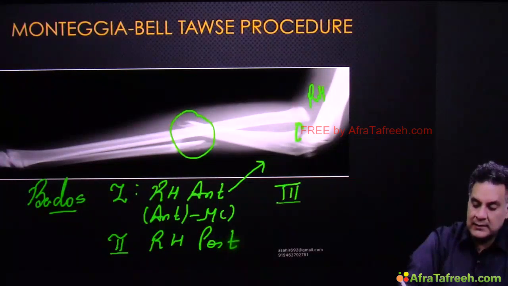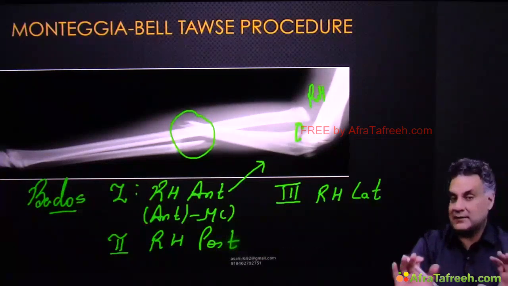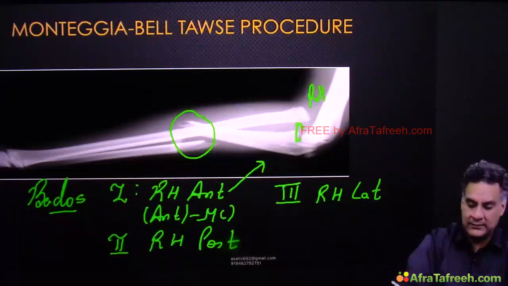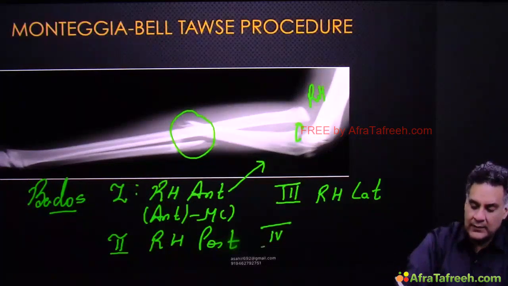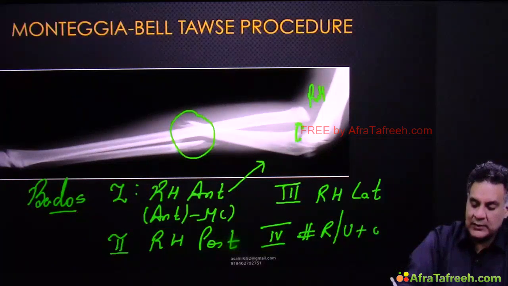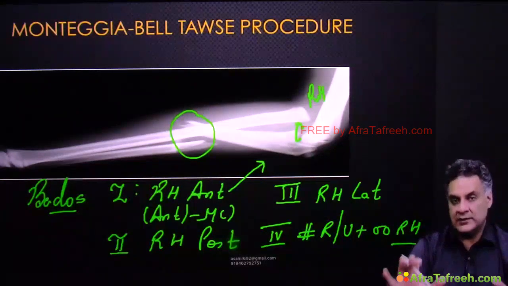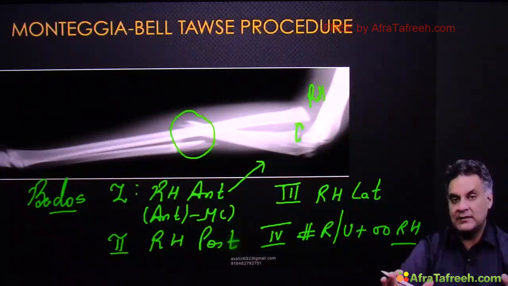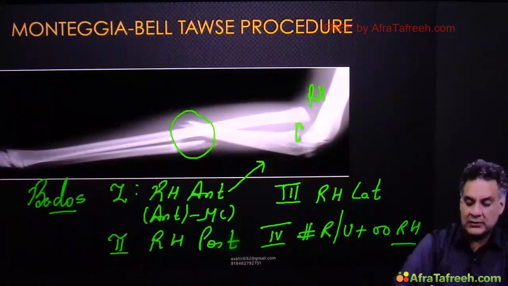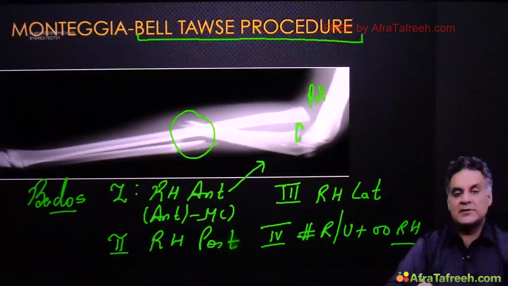Monteggia type 3, the radial head goes laterally. So it's a fracture of the ulna, but classification is according to radial head dislocation. Monteggia type 4 is fracture of both radius and ulna with dislocation of the radial head. In children it is usually treated by closed reduction and slab. In adults, it's usually treated by surgery, and there's a procedure called the Boyd procedure, which is for Monteggia.